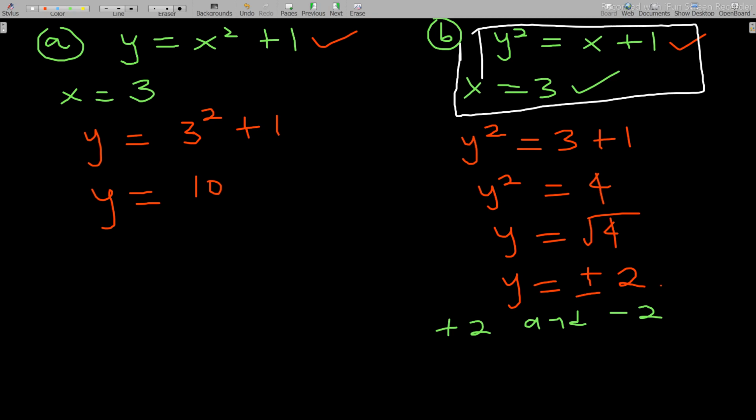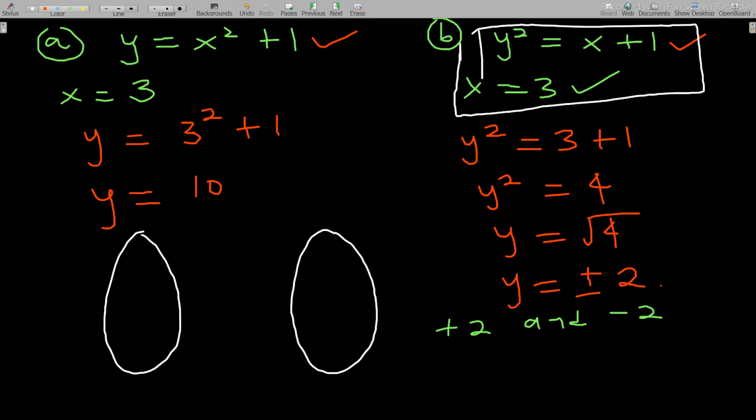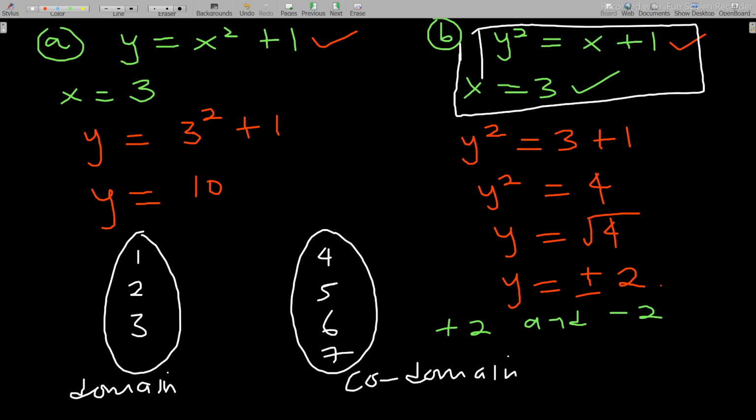In other words, let me take my time to explain something called domain and codomain to you. I have some stuff here and I have other stuff here. Let's say I have 1, 2, 3, and let's say 4, 5, 6, 7. There can be many here. So the first set is called the domain. We'll deal with domain and codomain later, but let me explain it here for you.